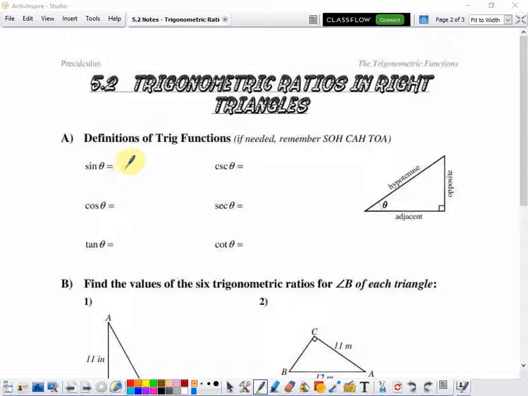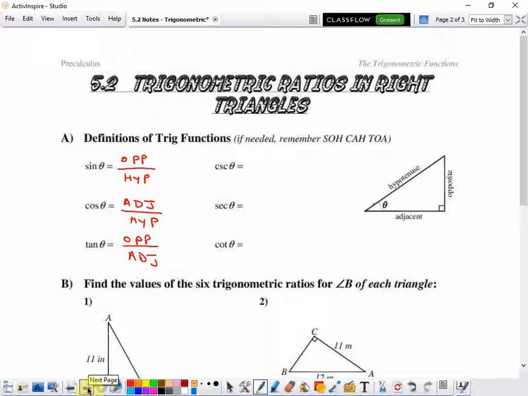So for sine theta, that is the opposite over the hypotenuse. Okay, so sine is the opposite value over the hypotenuse. Cosine is adjacent over hypotenuse. And tangent is opposite over adjacent.